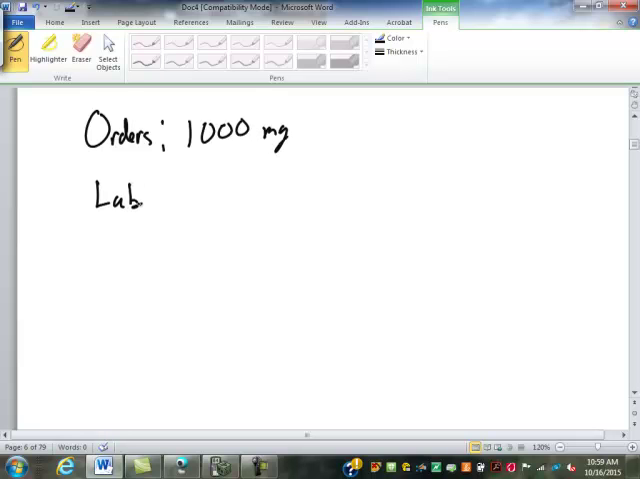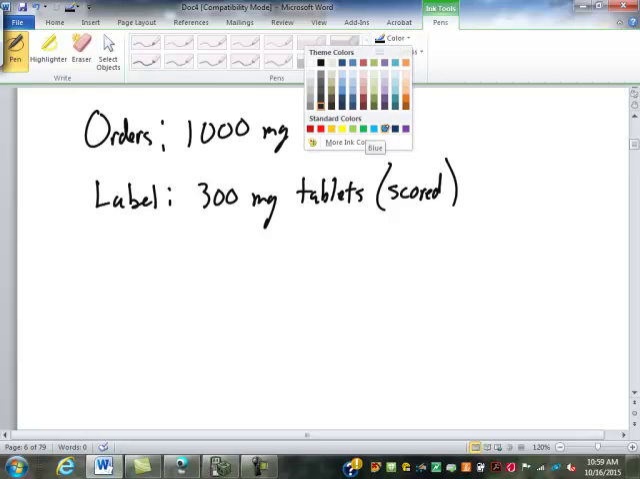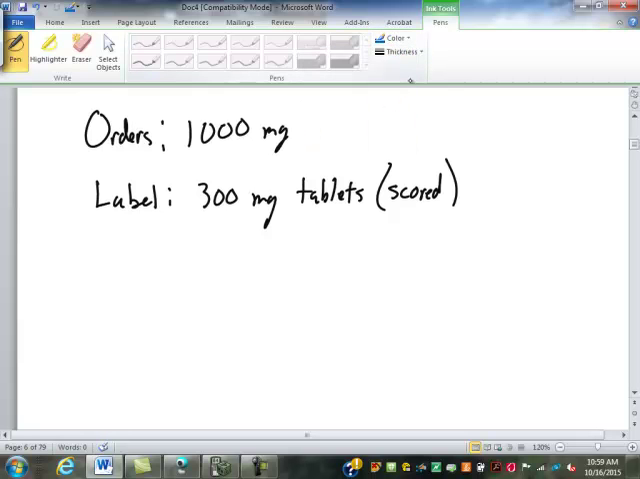So back to another standard problem we've done here. Orders 1,000 milligrams of medication. The label is 300 milligram tablets. And you probably guessed it, they are scored. So round to the nearest half tablet. So using the dimensional analysis or the unit conversion, we're going to start with the doctor's orders, 1,000 milligrams. Now again, that is not a rate or a ratio, so we're going to turn it into a fraction by putting it over 1.